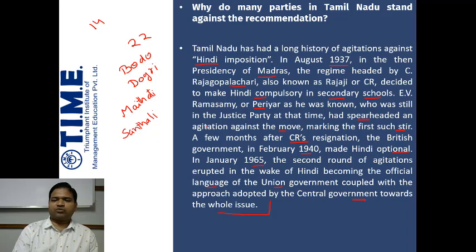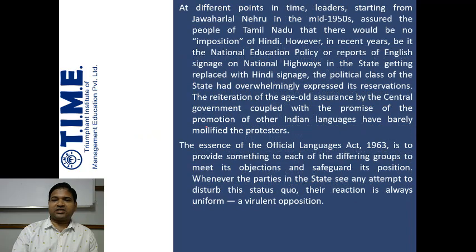So total there are 22 official languages, and when Hindi was made the official language, there were agitations. Hindi is one of them. Sanskrit is also one of the 22. English is not there in the 22 official languages. You will not find English as an official language. At different points in time, leaders, starting from Nehru in the mid 1950s, assured the people of Tamil Nadu that there would be no imposition of Hindi.